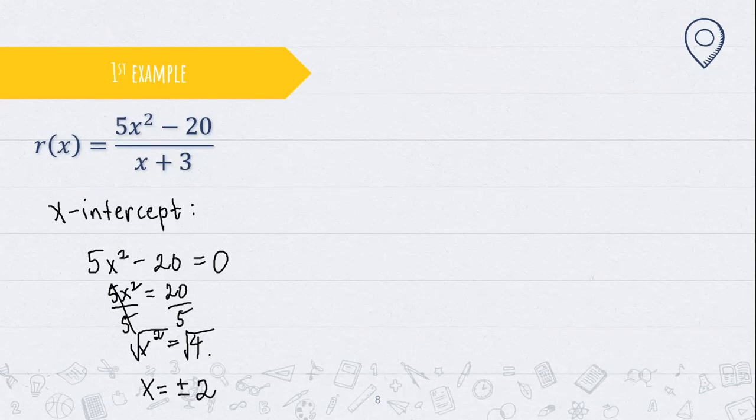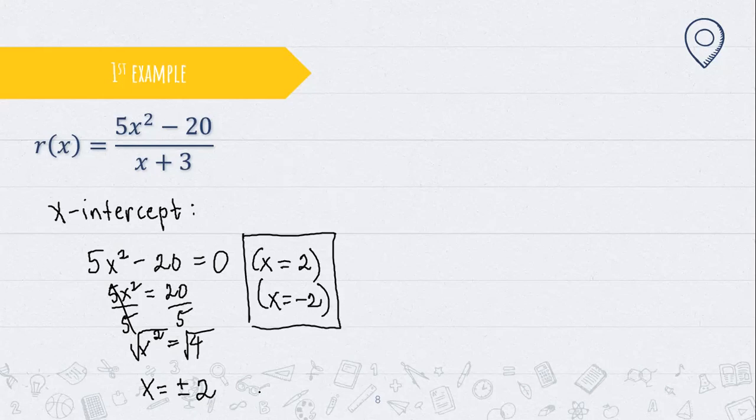Ayan, nag-square root tayo class ha. Since we are solving for an equation, kailangan pag nag-square root tayo, it is positive negative. So, square root ng 4 is 2. So, x is equal to positive negative 2. Therefore, ang intercepts natin class is x equal to positive 2 and x equal to negative 2. So ito po yung answer natin.